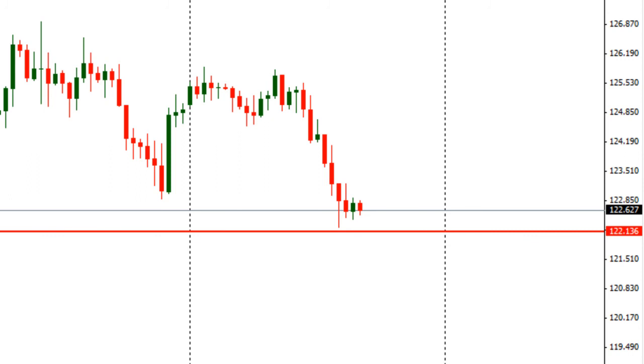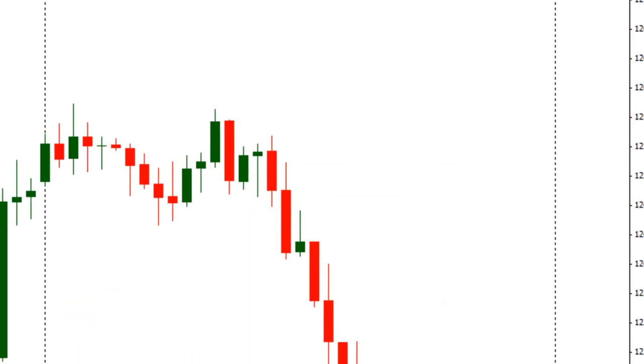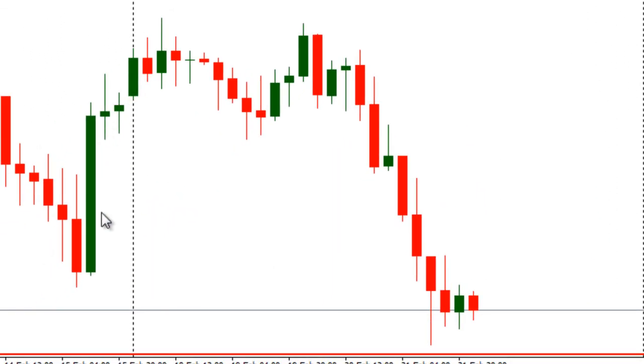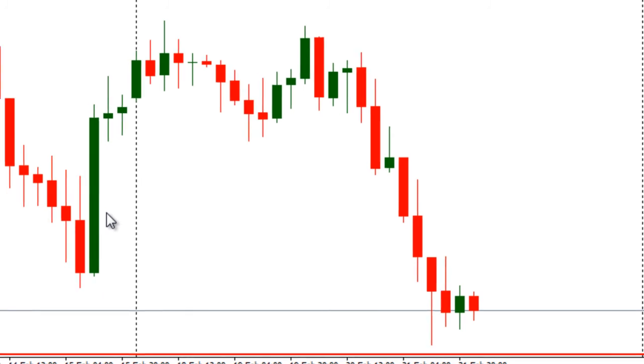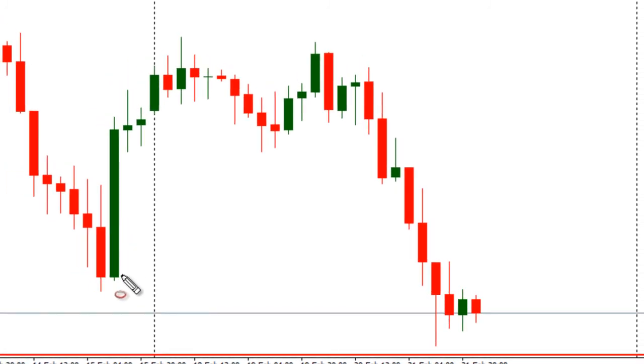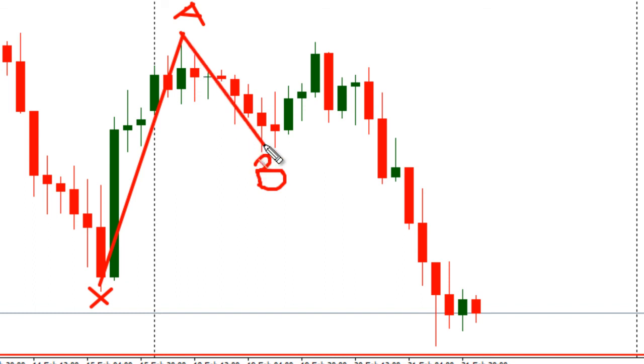First of all, we'll enlarge our chart. This is a crab pattern. This is point X, this is point A. Connecting them together, we have the XA leg. This is what we call point B. Connecting them together, we have the AB leg. This is what we call point C, this area is point C. Connecting them together, we have the BC leg.